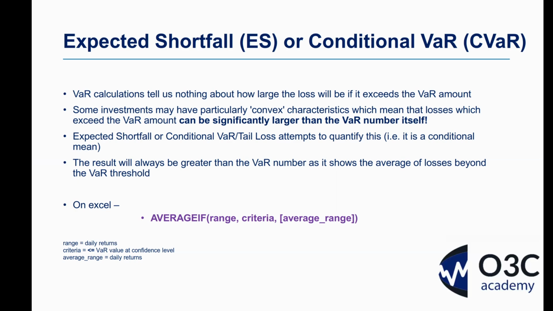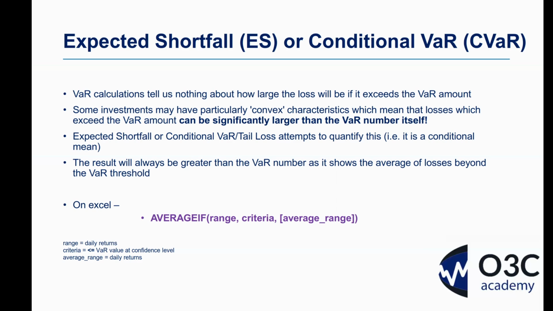Now these VaR calculations that we've been doing tell us absolutely nothing about how large the loss will be if we exceed that VaR number, if we exceed that VaR amount. And some investments have what we call a particularly convex characteristic, which means the losses which exceed the VaR amount can be significantly larger than the VaR number itself. So it's all very well saying we shouldn't lose more than this, within a certain probability bound. But what if we go beyond that? So that's what we've got to think about.